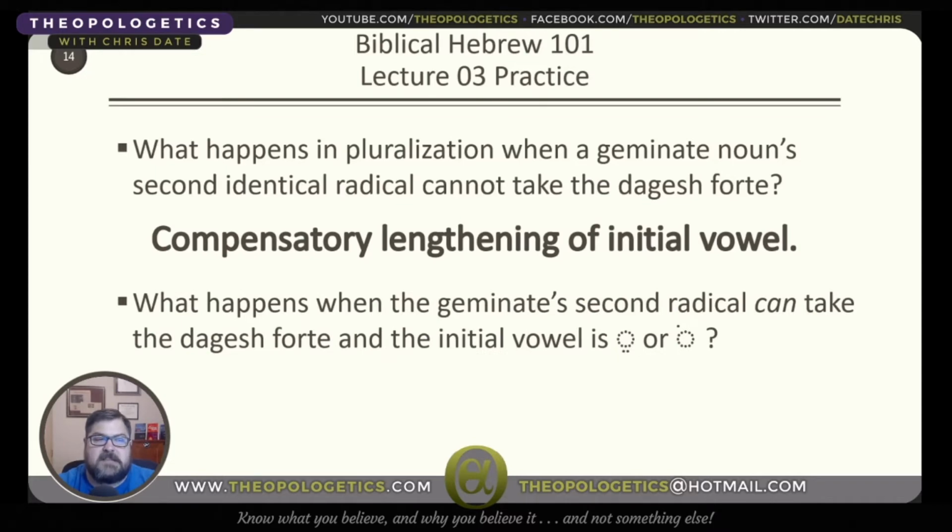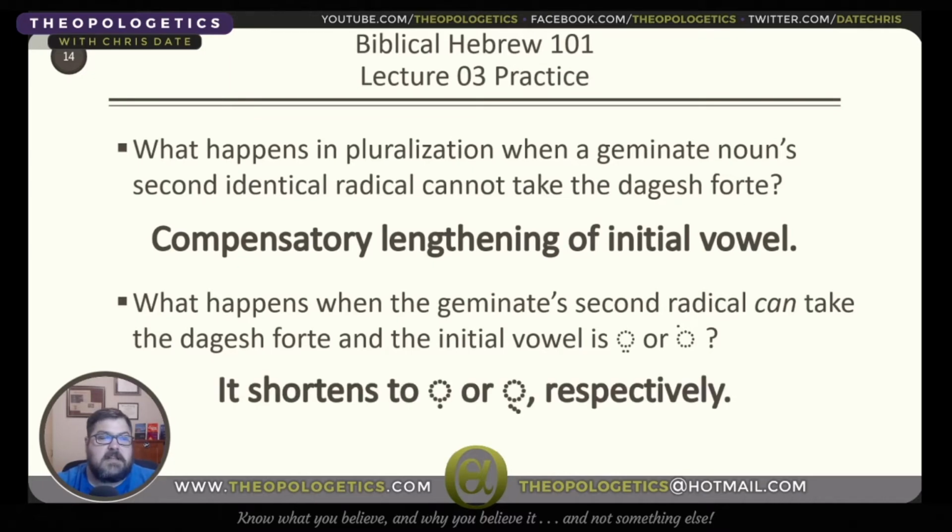What happens when the Geminate's second radical can take the Dagesh forte and the initial vowel is tsere or holam? A or O? The answer is it shortens to E or U respectively. And when I say U here, I'm talking about the kibbutz, the short U sound, not the long U sound that is the shurek.